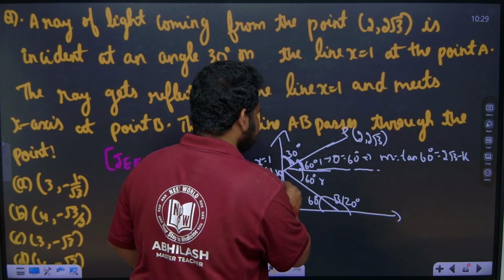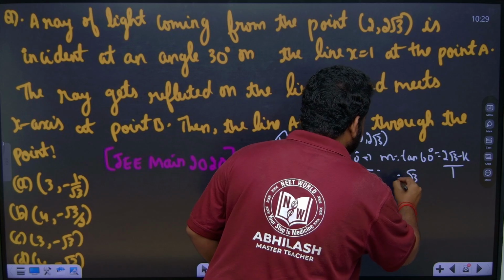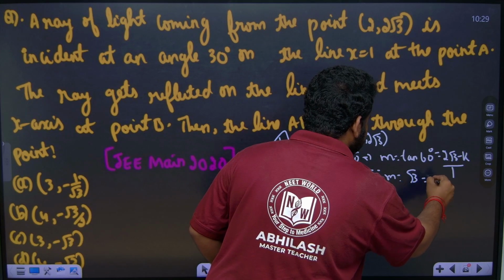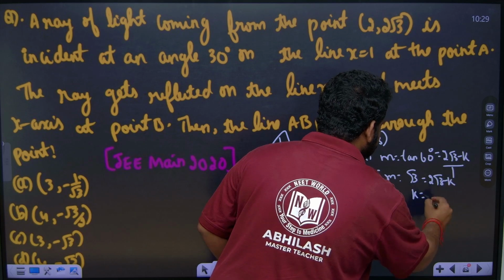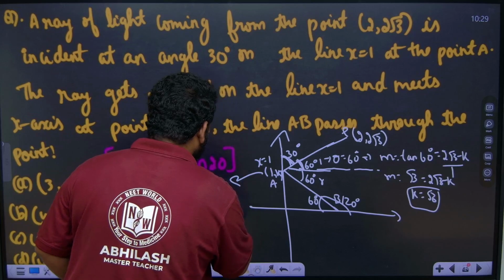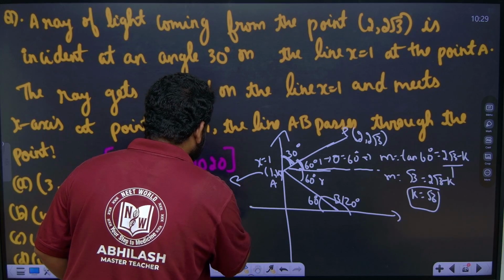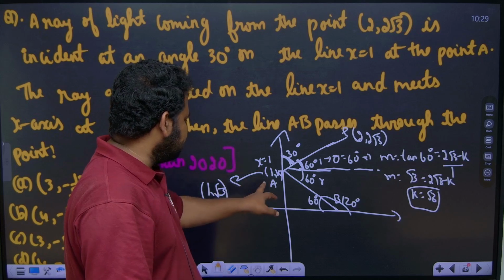This is root 3 minus k by 2 minus 1. 2 minus 1 is 1. Tan 60 is root 3. Okay, m is equal to root 3, that is equal to 2 root 3 minus k. So k will be equal to 2 root 3 minus root 3, we will get it as root 3. So this point will become 1 comma root 3. You got the point A, which is nothing but 1 comma root 3.